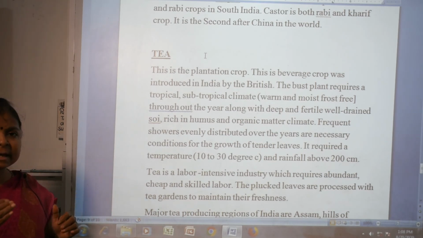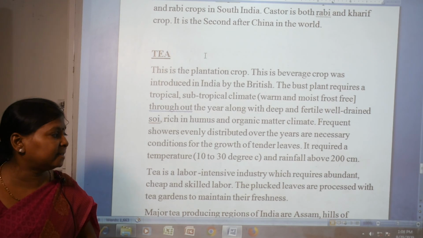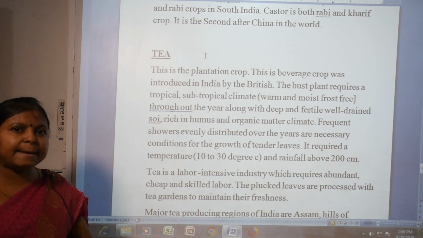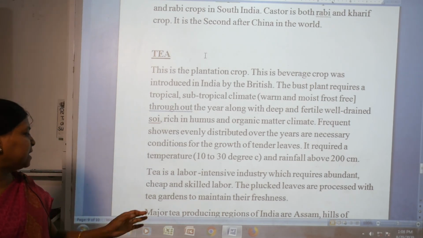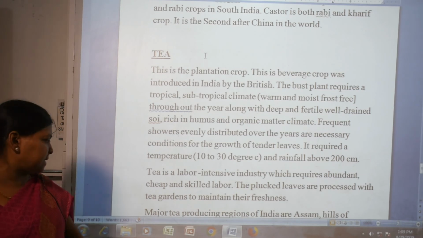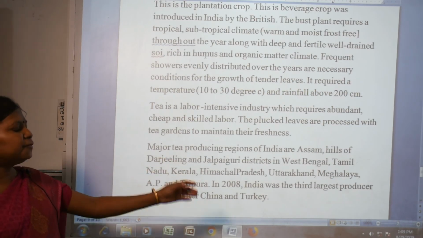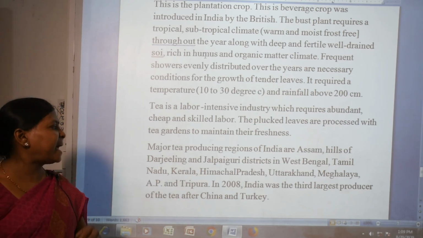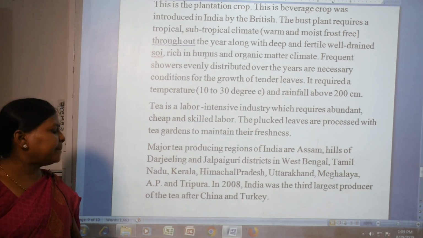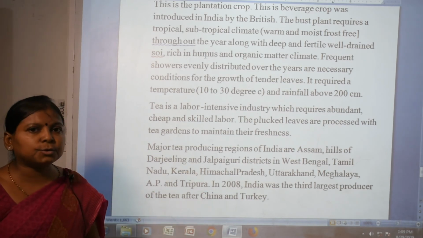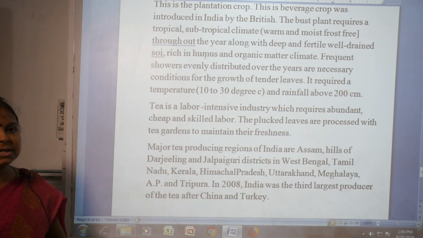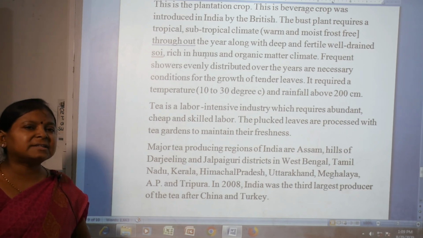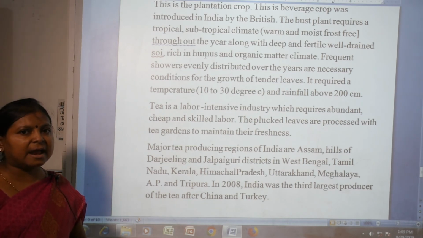Do you know? Tea is a labor intensive industry which requires abundant, cheap and skilled labor, and they pluck the leaves and they are processed within the tea gardens to maintain their freshness. Major tea producing regions of India are Assam, hills of Darjeeling and Jalpaiguri districts in West Bengal, Tamil Nadu, Kerala, Himachal Pradesh, Uttarakhand, Meghalaya, Andhra Pradesh and Tripura. Do you know in 2008, India was the third largest producer of tea after China and Turkey.